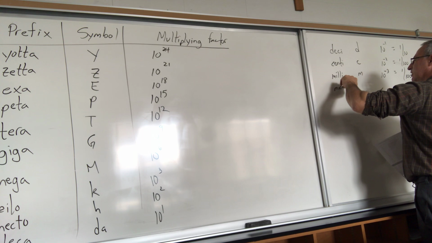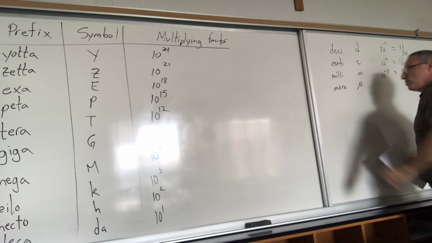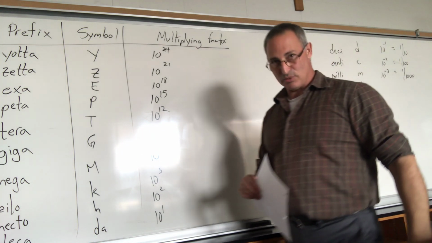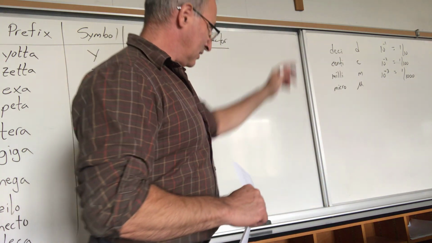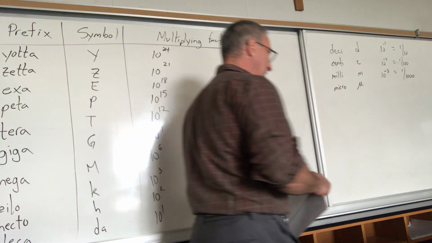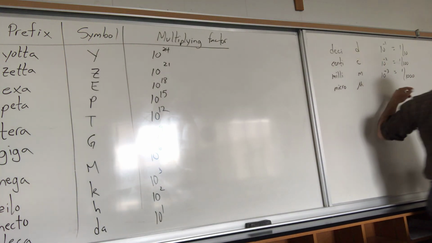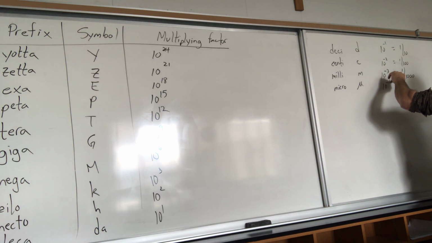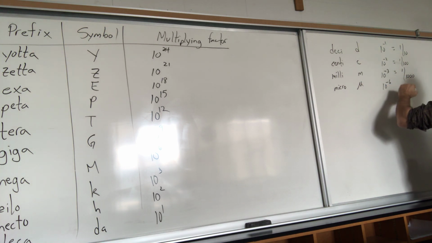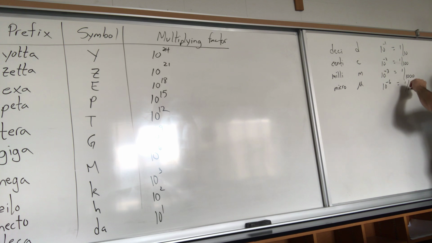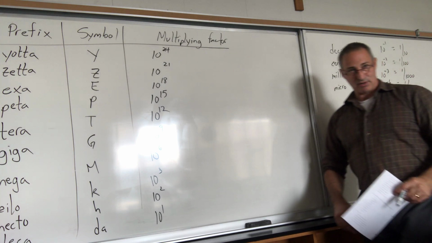Micro is a U with a little tail on it. Looks like a U wearing a tuxedo. It's got a little stem on the end. That means 1/1,000,000th. Now we're going back, jumping by threes, right? So it goes from -3 to -6. That means 1/1,000,000th. So a micrometer is a millionth of a meter. A microgram is a millionth of a gram.